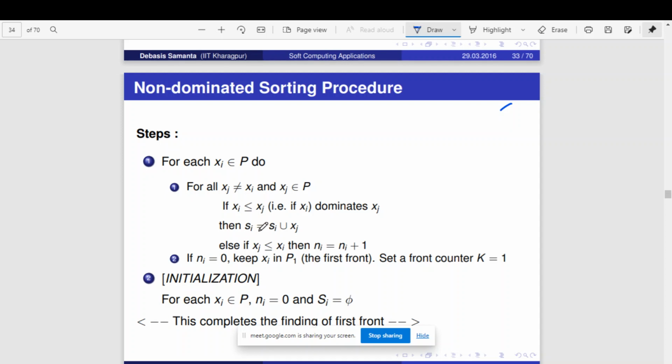That is, in si we are adding xj, since xi dominates xj. Else, if xj is less than or equal to xi, right? Else, see here, what is ni? You recall what is ni? No, not that ni. In this algorithm, what is ni?